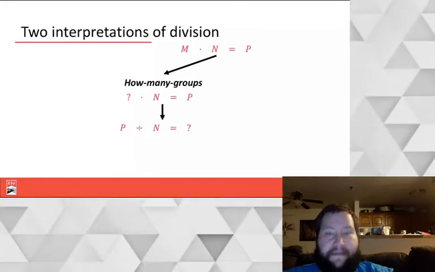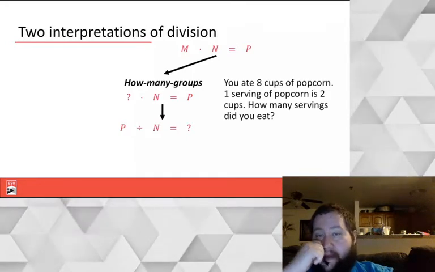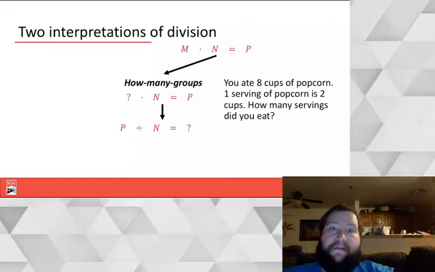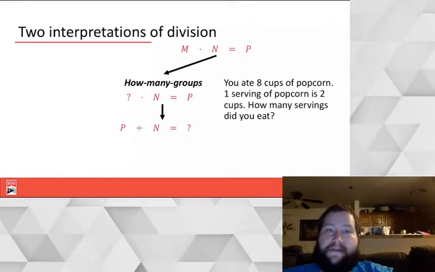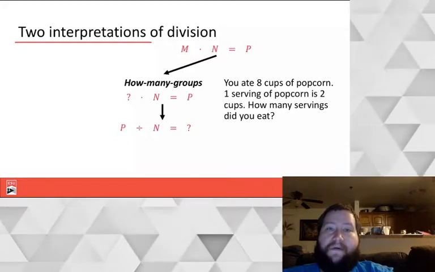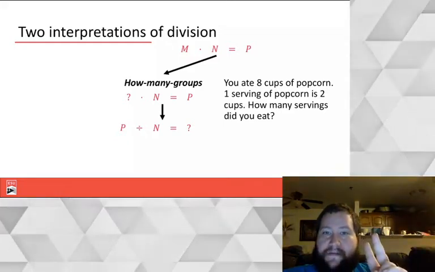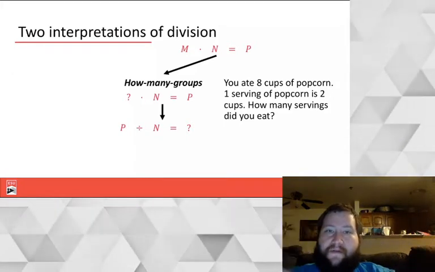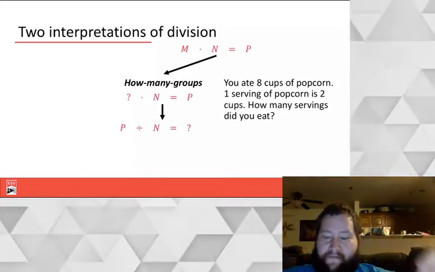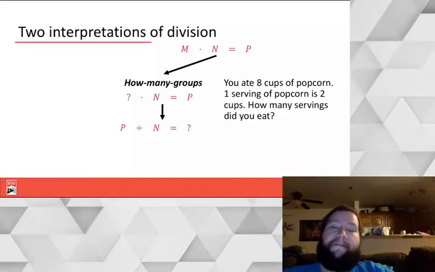And so for an example of that one, you ate 8 cups of popcorn. 1 serving of popcorn is 2 cups. How many servings did you eat? So we know that each group here, in this case serving, has 2 cups of popcorn. There were 8 total. So we divide and we say you ate 4 servings of popcorn.